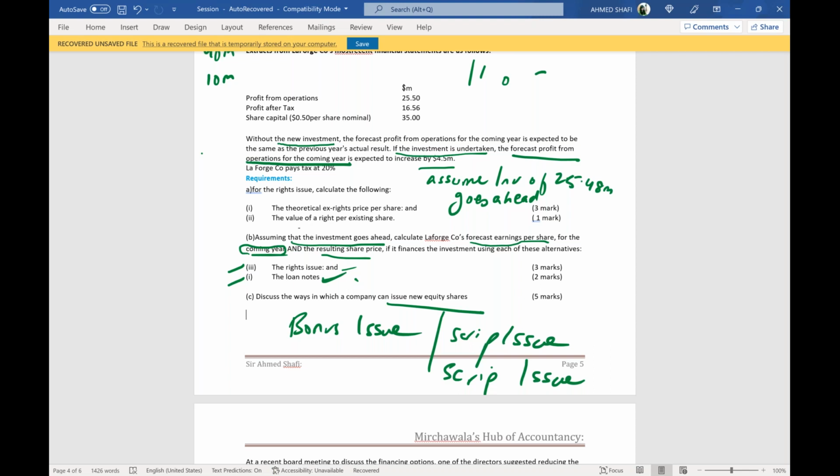So there are multiple ways in which a company can issue new equity shares. Write the names, explain in one and a half, two lines what that is, and you get one mark per point. Five marks get you five points. Okay.